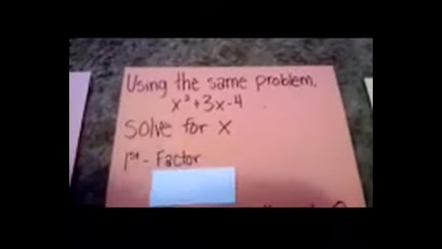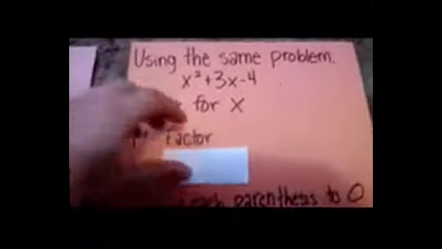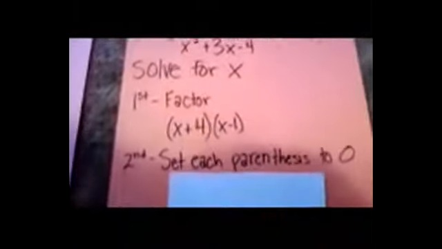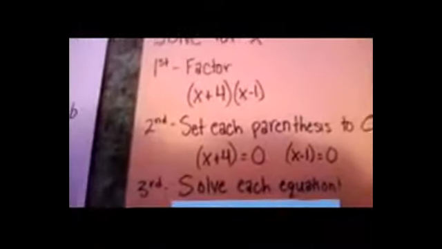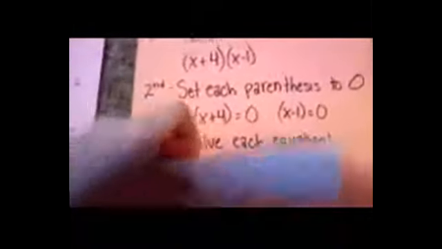Moving on. Using this same problem, let's solve for x. So first, we must factor it, which we have already done, which is x plus 4 times x minus 1. Then set each parentheses to 0. So you would get x plus 4 equals 0 and x minus 1 equals 0. And then solve each equation.